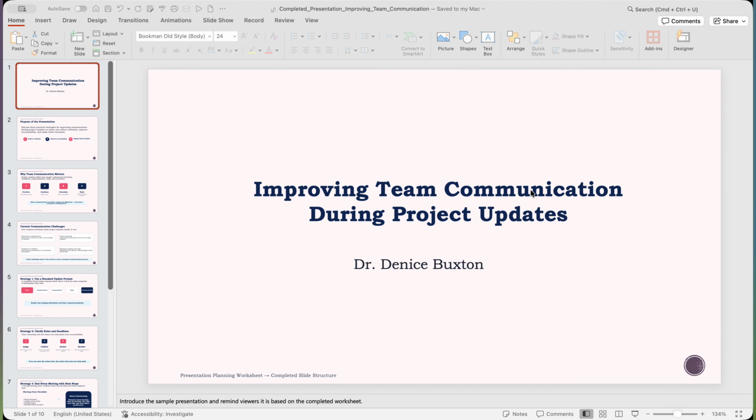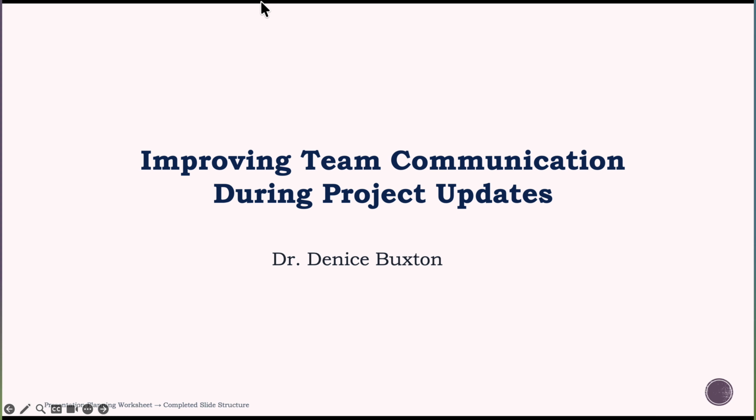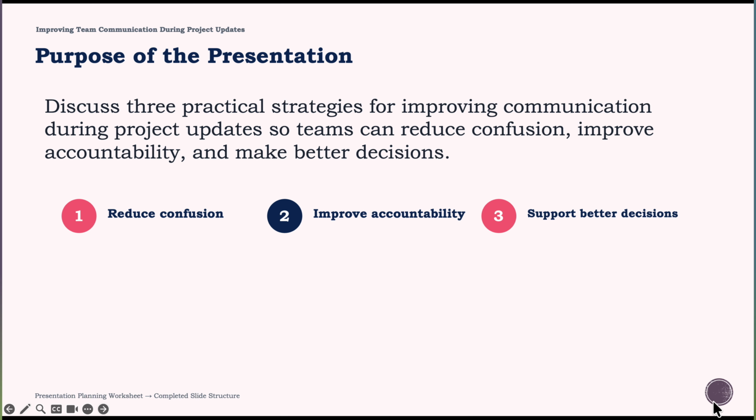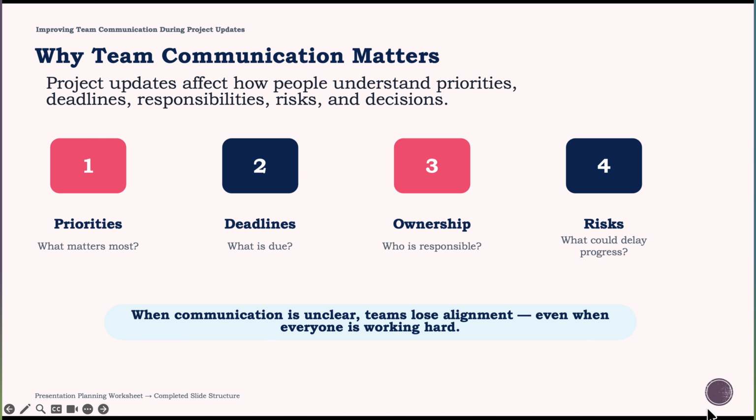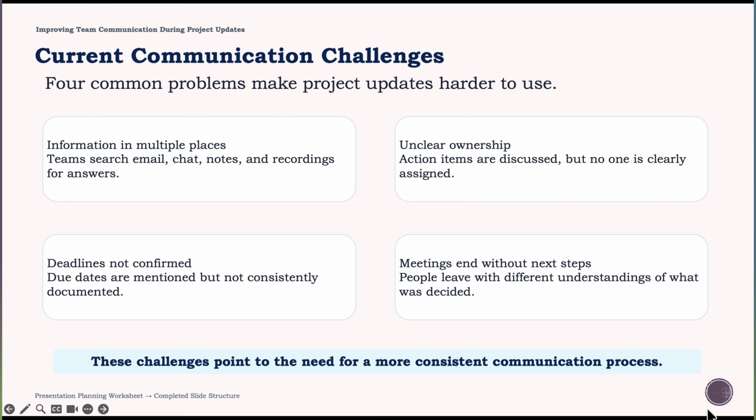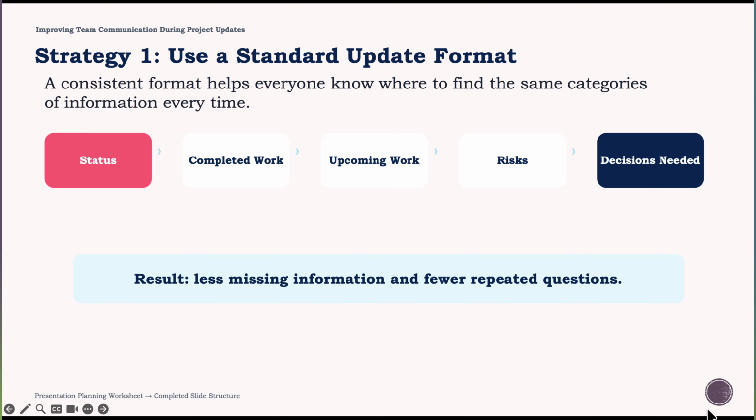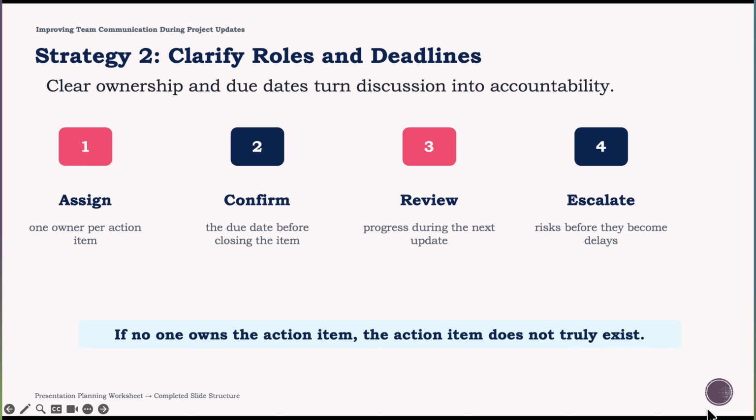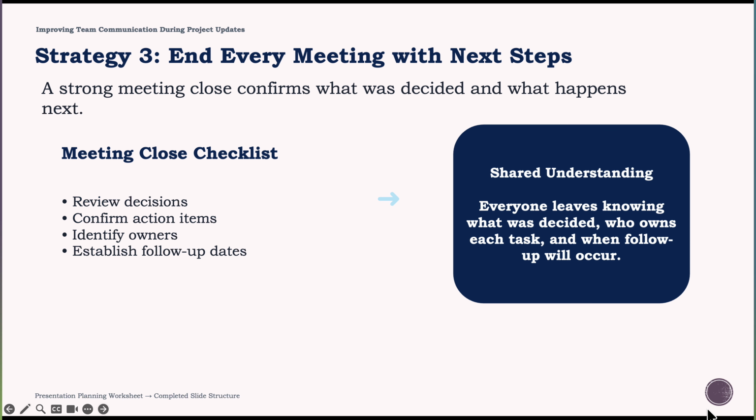Now let's review the presentation in slideshow mode. The first slide introduces the topic, improving team communication during updates. The second slide explains the purpose of the presentation. The next two slides establish the context by explaining why communication matters and identifying the current communication challenges. We then move into the three main recommendations. Strategy 1 is to use a standard update format. Strategy 2, clarify roles and deadlines. And strategy 3, end every meeting with next steps.